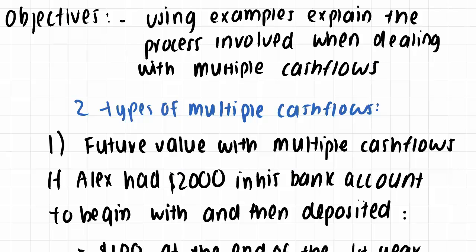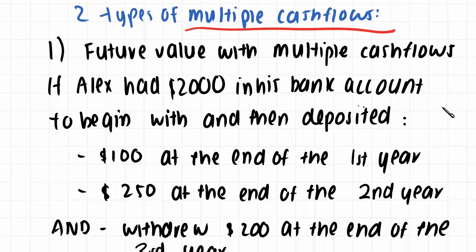Hi guys, today's video will be about dealing with multiple cash flows. So the objective today is to, using examples, explain the processes involved when dealing with multiple cash flows. There are generally two types of multiple cash flows: the future value type and the present value type. We're going to be firstly dealing with the future value type.